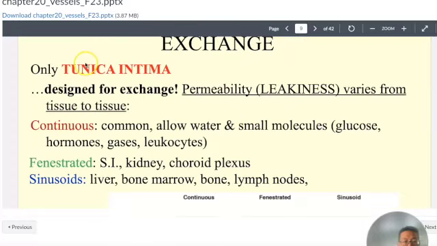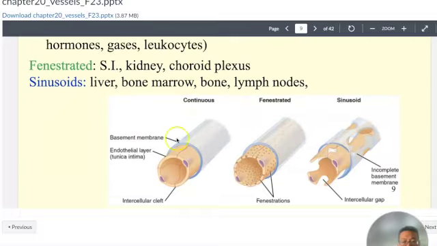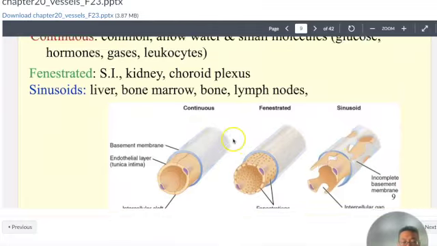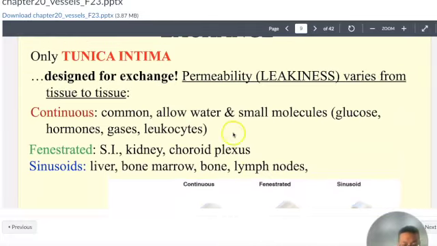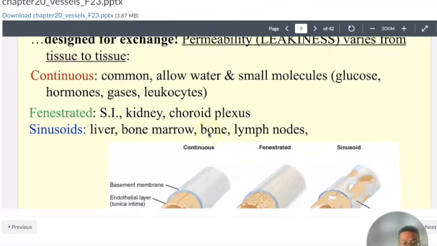Capillaries, only tunica intima, designed for exchange. So there are 3 types of ways it can exchange. Permeability means leakiness. Things leak through, they're permeable. Continuous: common, allows water and small molecules like glucose, hormones, gases to get through.